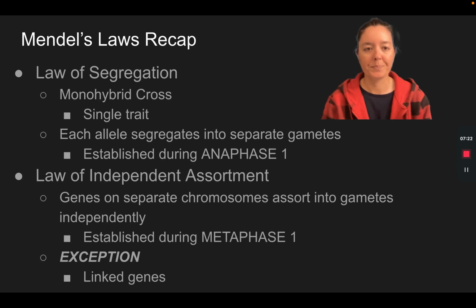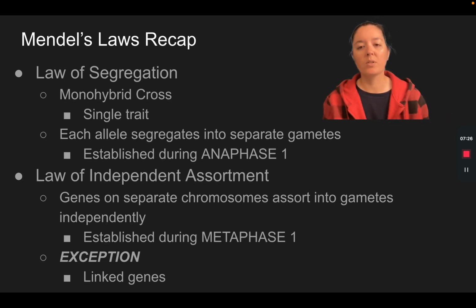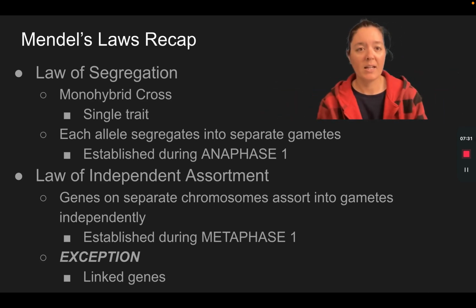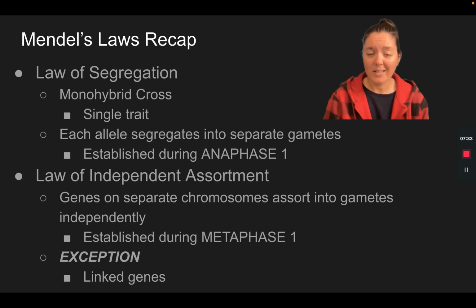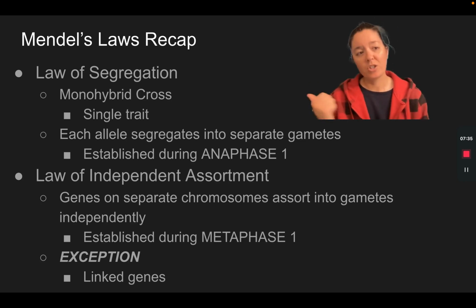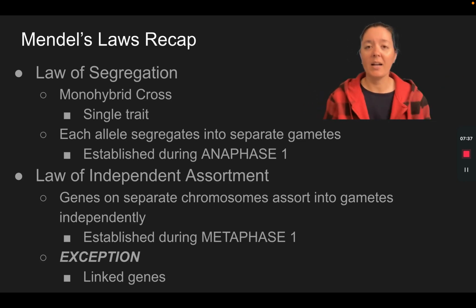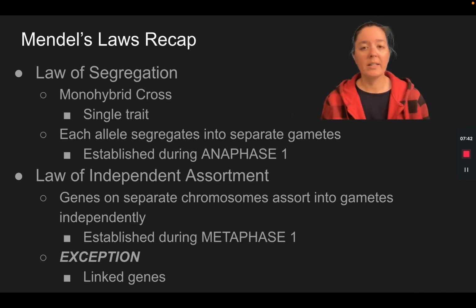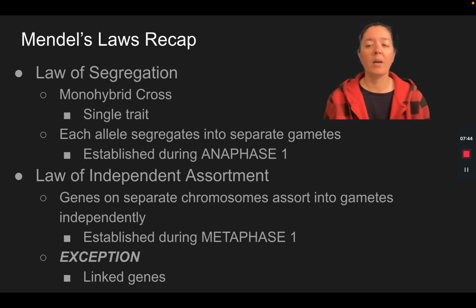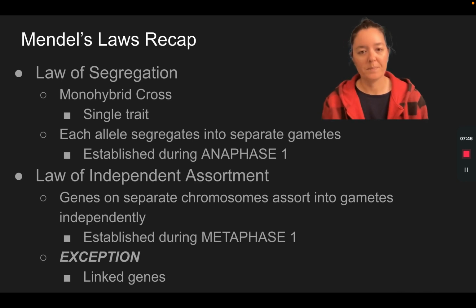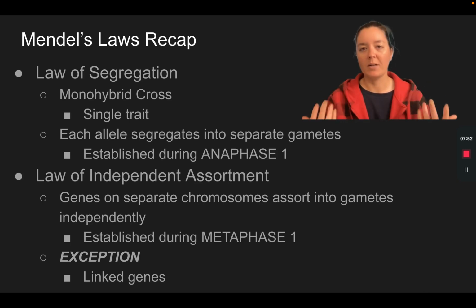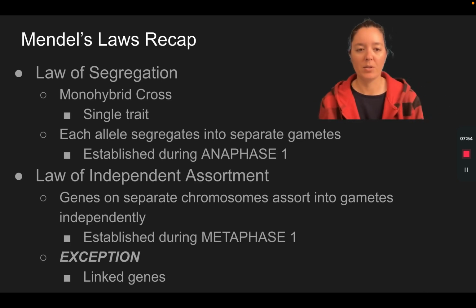The other one, the law of independent assortment, we see genes on separate chromosomes assorting into gametes independently. Again, DNA and chromosomes do not have brains. They can't say, oh, well, the gene for eye color is over here, so that means I have to move over here or I have to go with that one. No. It's all independent. They all get sorted into the gametes evenly, just randomly. This is happening during metaphase 1. And what happens in metaphase 1 dictates what happens in metaphase 2.